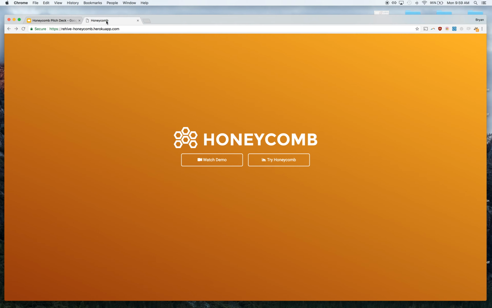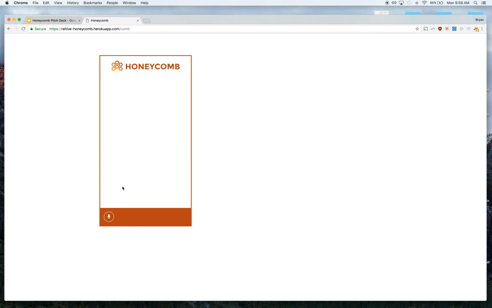We can access Honeycomb directly through the web as a web app. And what we're going to do is use our chat dialog to upload a data set of FDIC-insured loan information for FDIC-insured banks. It's a large CSV with a lot of data, and we're going to use voice to explore it easily. So let's get started.